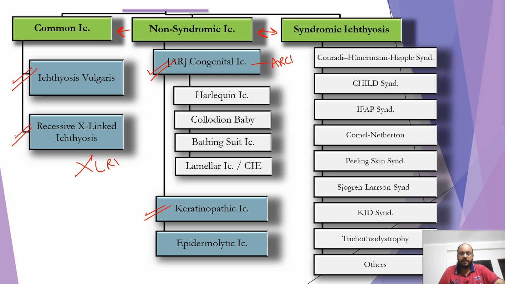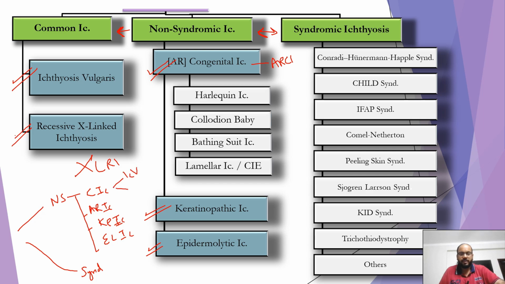The third non-syndromic ichthyosis is epidermolytic ichthyosis. So if you have to divide ichthyosis, you will divide it first into non-syndromic. The non-syndromic will have common ichthyosis, autosomal recessive ichthyosis, keratinopathic ichthyosis, and epidermolytic ichthyosis. Then you will have syndromic. In common ichthyosis, you will have Ichthyosis vulgaris and recessive X-linked ichthyosis. Clear?